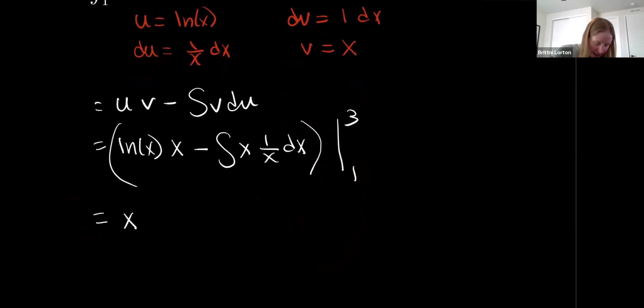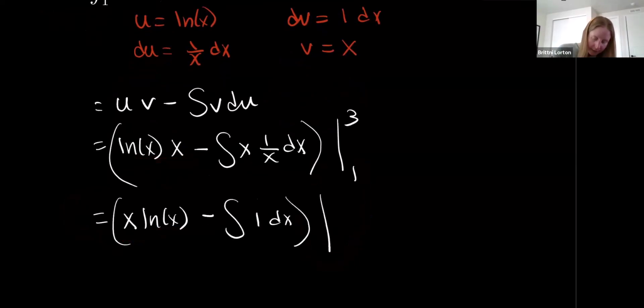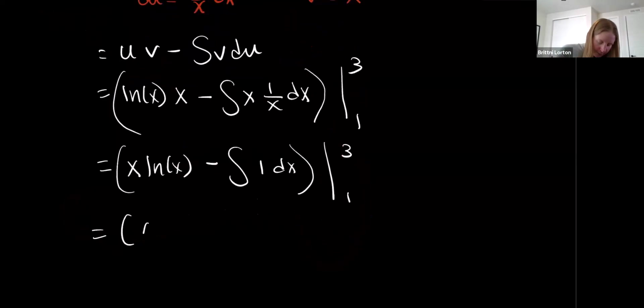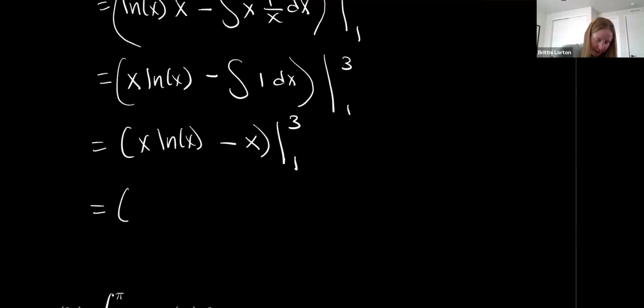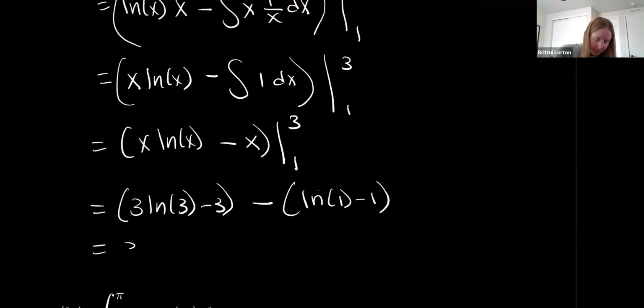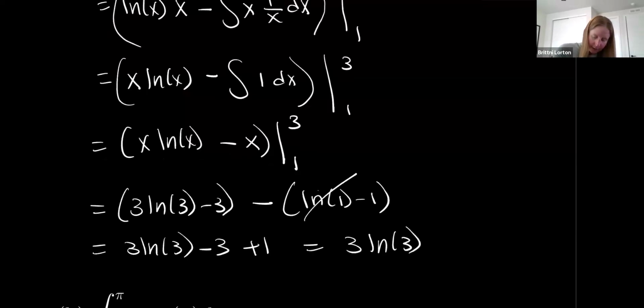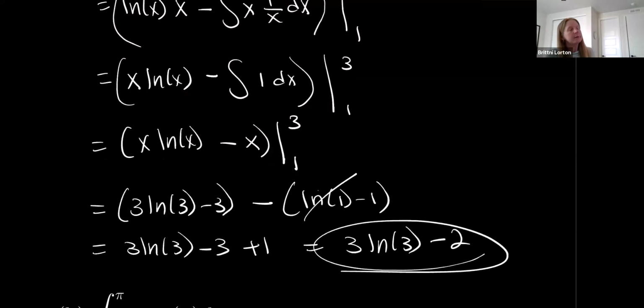So then this becomes x times ln of x. I just think that looks prettier. It doesn't matter. Minus the integral of 1 dx because the x canceled. So then this becomes x times ln of x minus x evaluated from 1 to 3. So then I'm just going to plug some stuff in, and that'll be 3 times ln of 3 minus 3 minus 1 times ln of 1 minus 1. So 3 ln of 3 minus 3. Ln of 1 is 0, so plus 1. 3 ln of 3 minus 2. Ta-da!